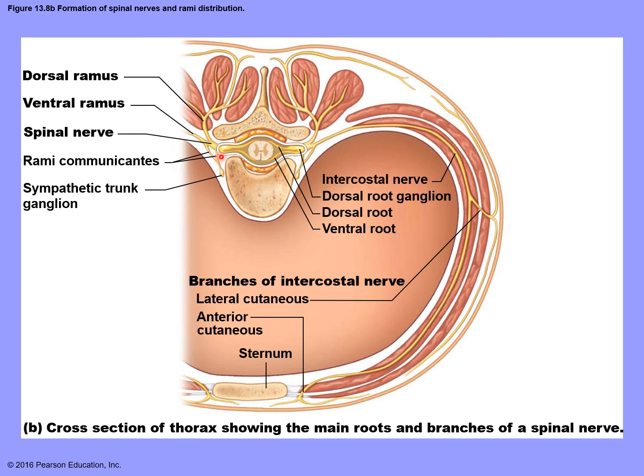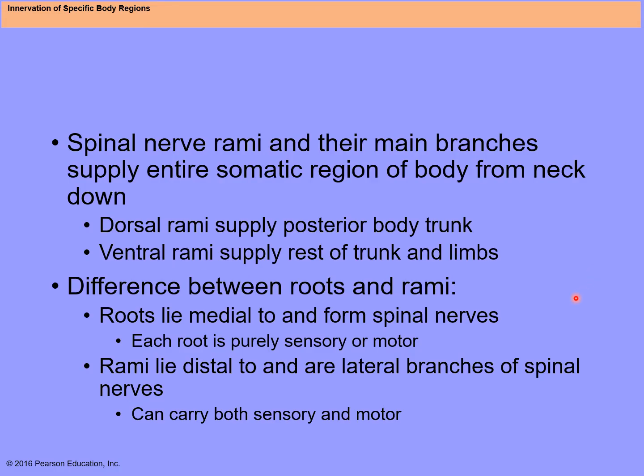As you can see here, here's the spinal nerve right here. You have the ventral ramus, you have the dorsal ramus right here as it starts to then go innervate where it needs to go. This is with the intercostal ones. Now, what's the difference between roots and rami? Roots are going to lie medial to the spinal nerves. The rami lie distal and are lateral branches to it.